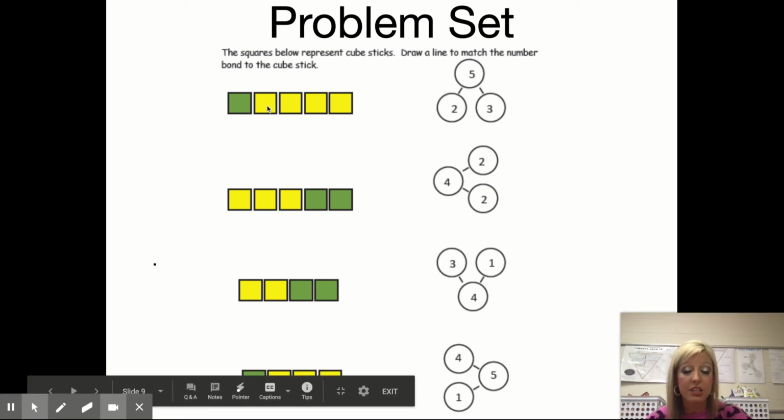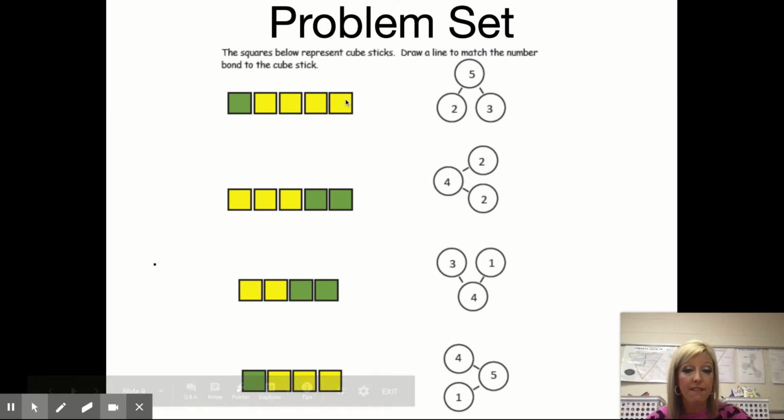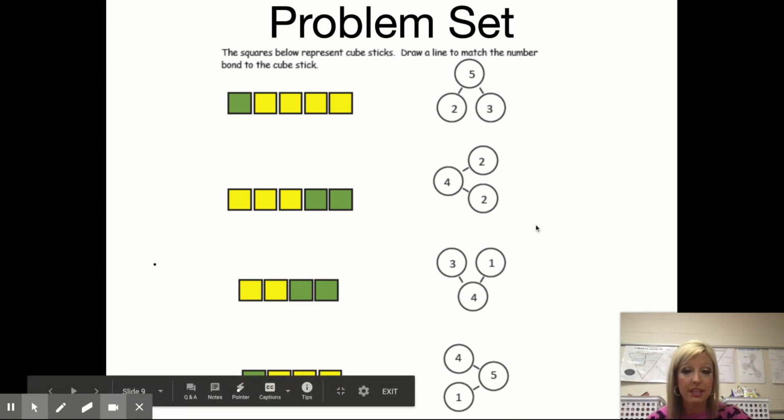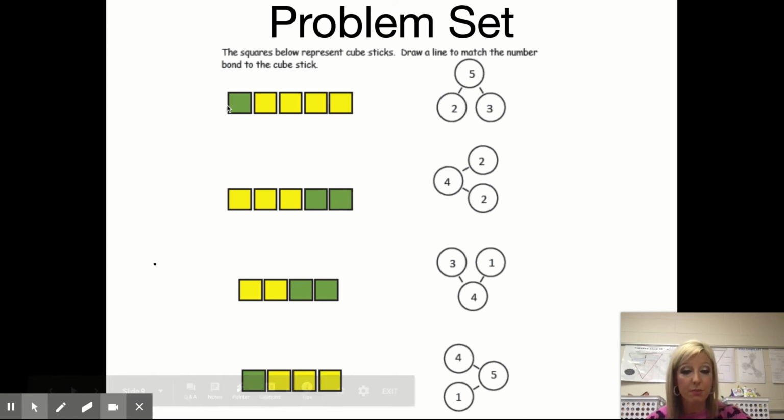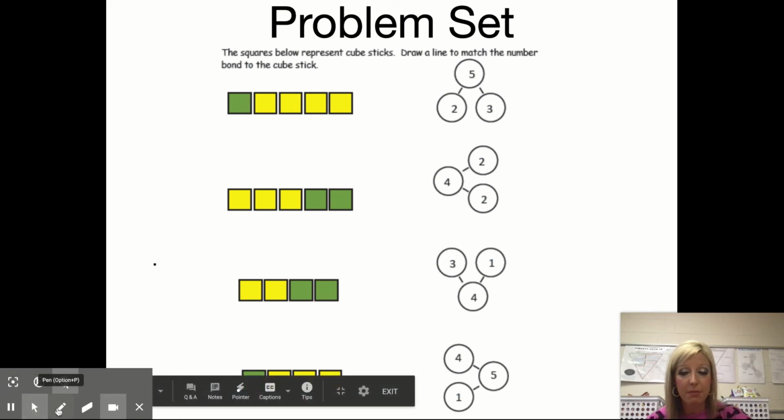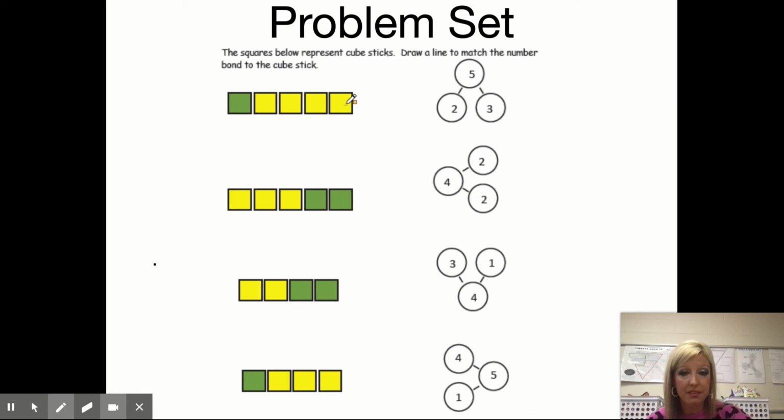We have 1, 2, 3, 4, 5. So let's look at a number bond that starts with 5. Very good. We have this one and this one. Let's see how those are broken apart. So we broke 5 into what? 1 and 1, 2, 3, 4. Is there a number bond that shows 5 as the total of 1 and 4? Very good. Down here. 4, here's our 4 yellow, plus 1 more equals 5.